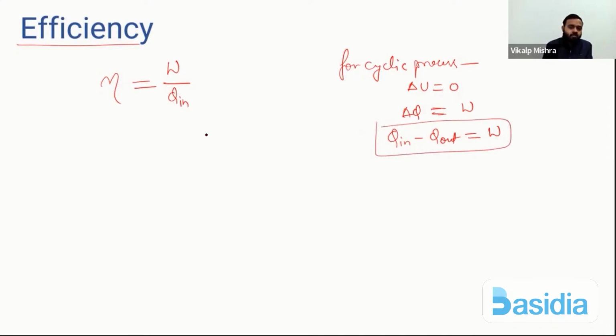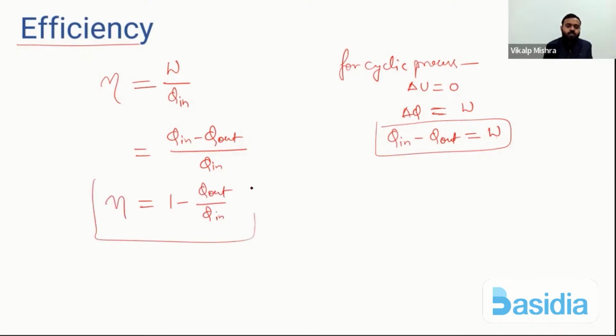तो W की वैल्यू हम लोग यहाँ पर पुट करेंगे Q in minus Q out. तो ये हो जाएगा Q in minus Q out divided by Q in. So if we will write like this, Q in divided by Q in will become 1 minus Q out divided by Q in. That is another formula of efficiency. Okay, so these are two formula of efficiency.